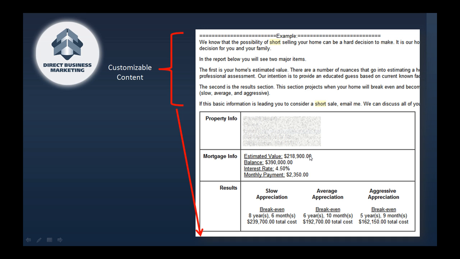So from there, here we have information that says in 8 years and 6 months, you're going to break even over that time period. You're going to spend over $239,000. It's saying that's in the slow appreciating market. An average appreciating market will take you 6 years and 10 months, and you're going to pay a total of $192,000. In the aggressively appreciating market, 5 years, 9 months, you're going to spend over $162,000. Well, that's very good money.